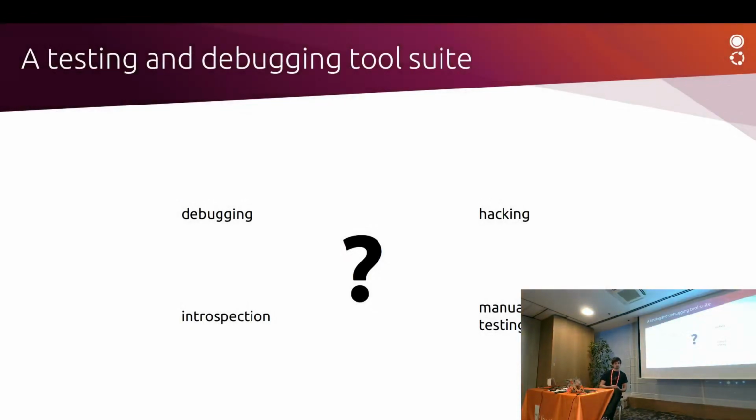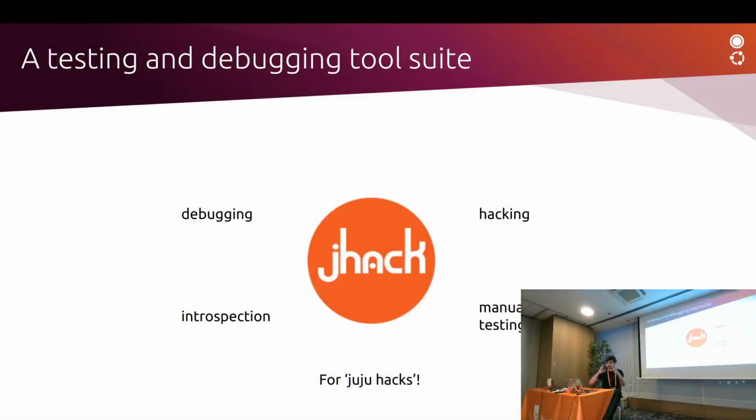When I joined Canonical, I wrote my first charms. I followed the first tutorials, and I realized that there was a gaping hole in the middle of the ecosystem, which was tooling around the development and debugging of charms. I wanted to have something at my fingertips for debugging, introspecting, hacking around, doing manual testing, so the fun stuff, let's say. And eventually, I started writing a collection of Juju hacks, shortened as jhack, even made a logo.